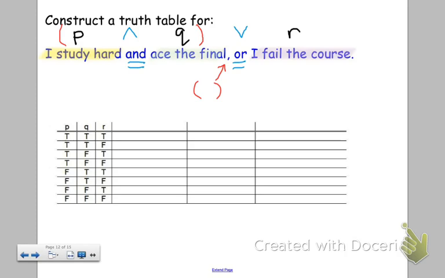Okay. Now, when I set up my truth table, I need to have 3 columns now. I need to have a column for P, a column for Q, and a column for R.